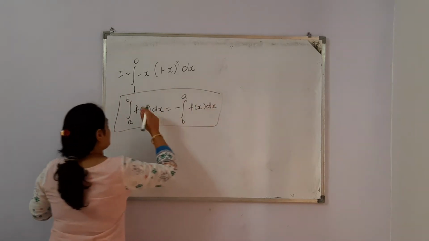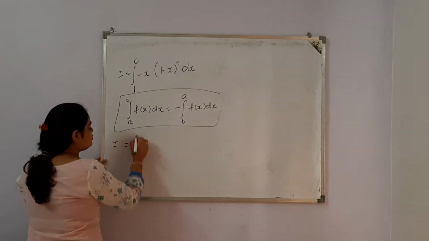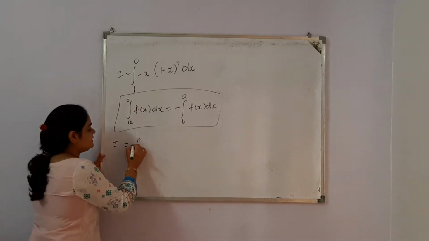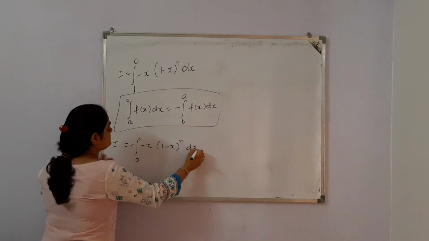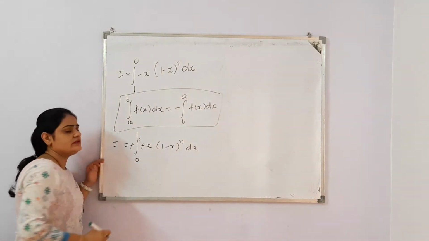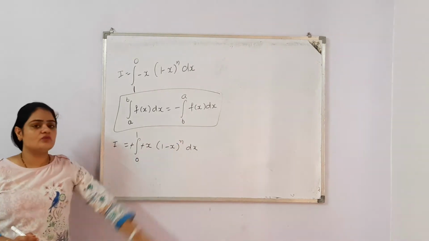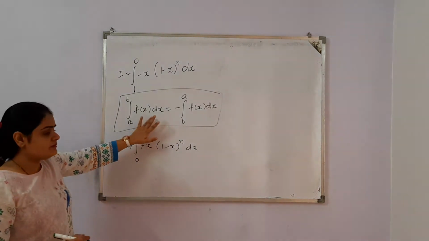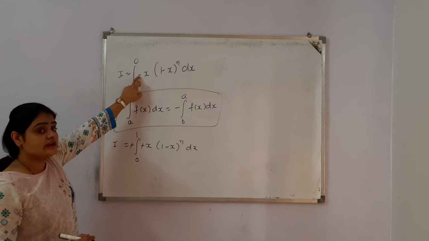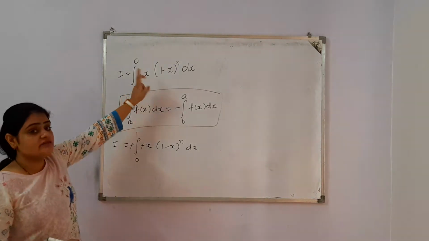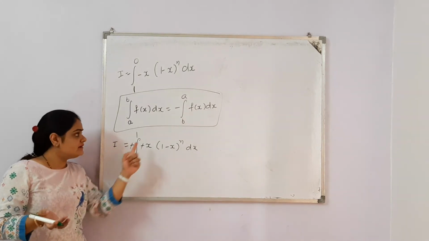So after the application of this property, what we are going to get is 0 to 1 and a negative sign is there, minus x, 1 minus x whole raised to power n dx. This negative sign, minus minus, will cut out, that means minus times minus is plus. So we are going to get the function 0 to 1 x, 1 minus x whole raised to power n dx. So the property is applied. With the help of this property, what we did, we changed a negative function into a positive function. If the function was positive, then it will be changed into negative with this property.